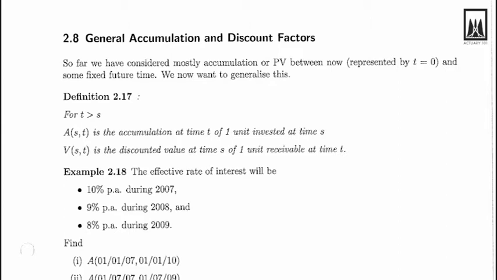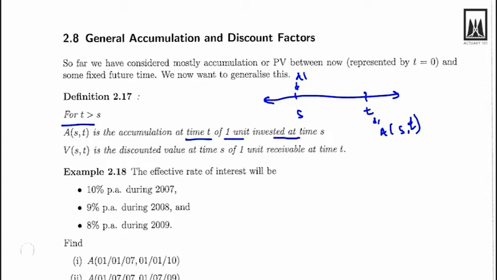So it's very simple for t greater than s. We are assuming that if this is the timeline, then s comes before t, so s is less than t. Suppose we are investing £1 at time s, then what we are going to get at time t is called the accumulation factor from s to t. So basically it is the accumulation at time t of 1 unit invested at time s, and that will be represented as A(s,t).